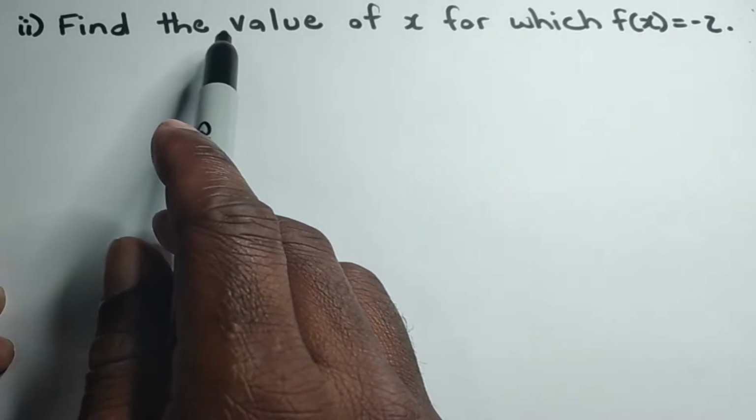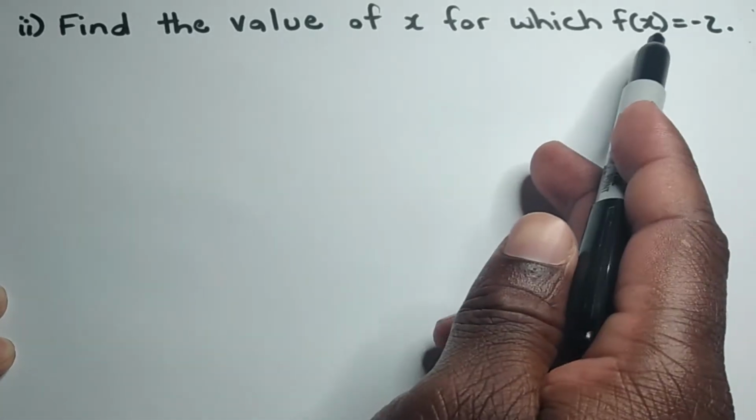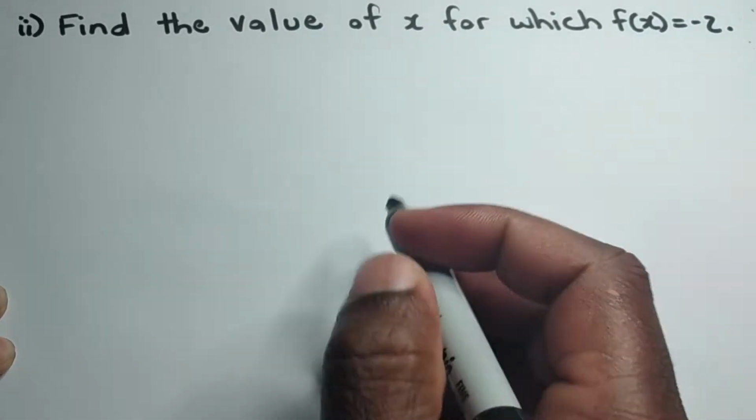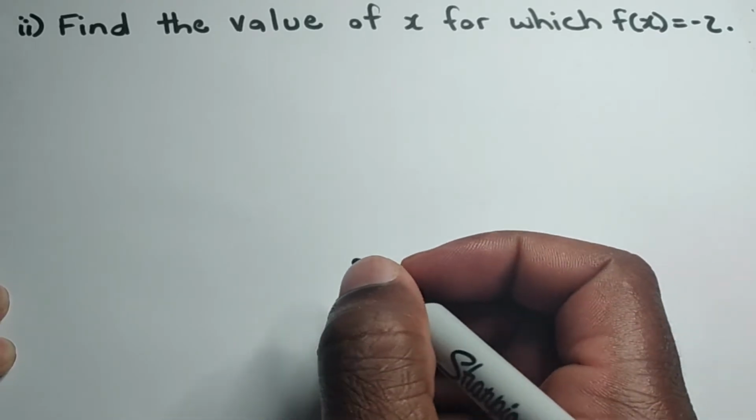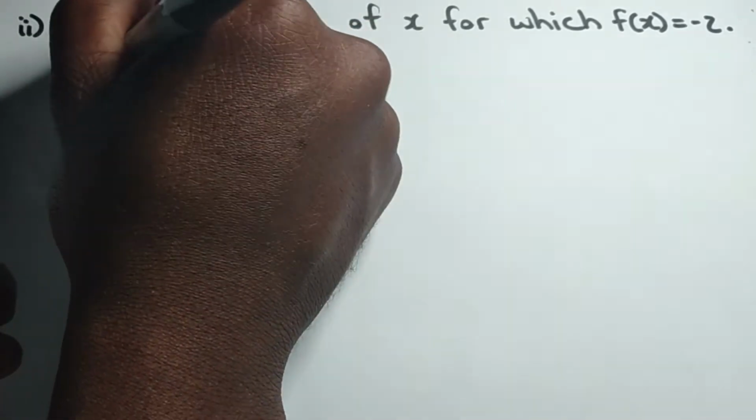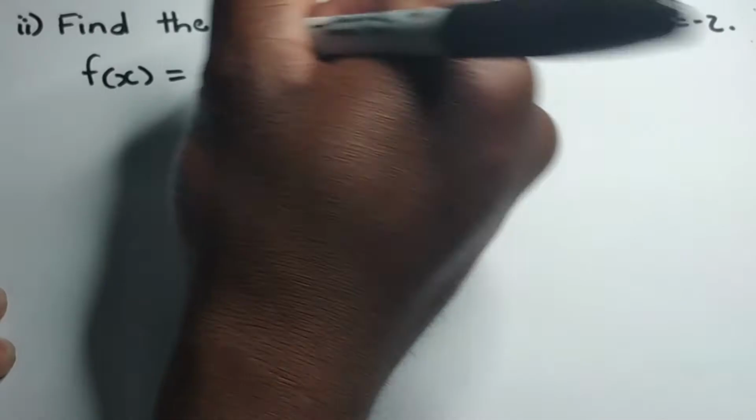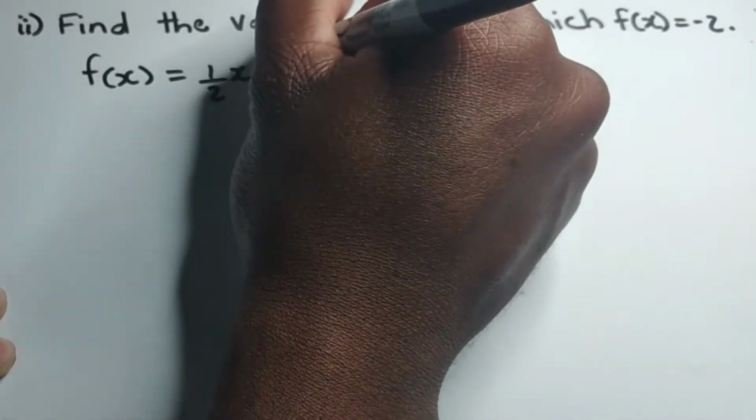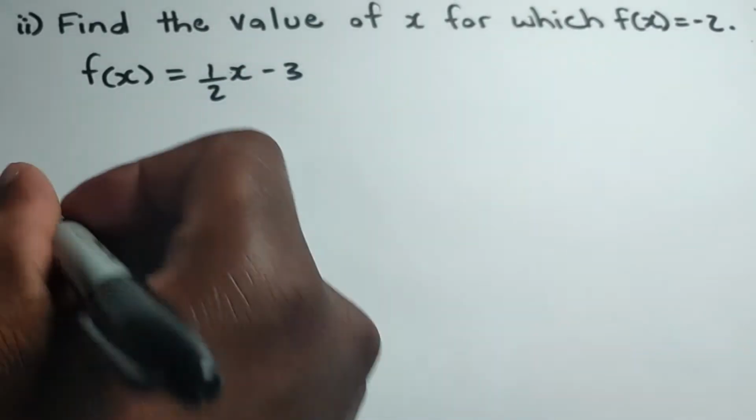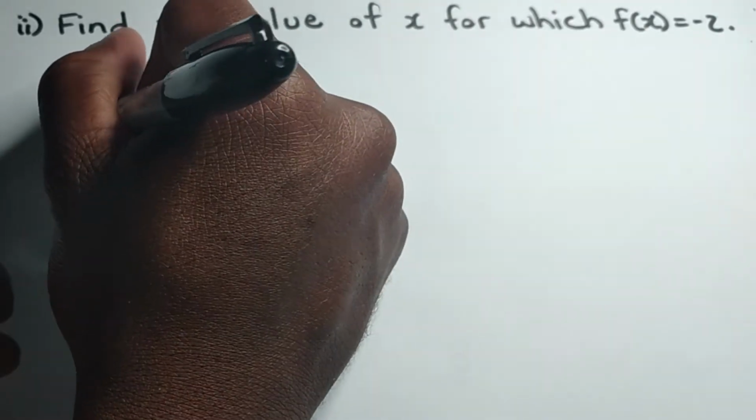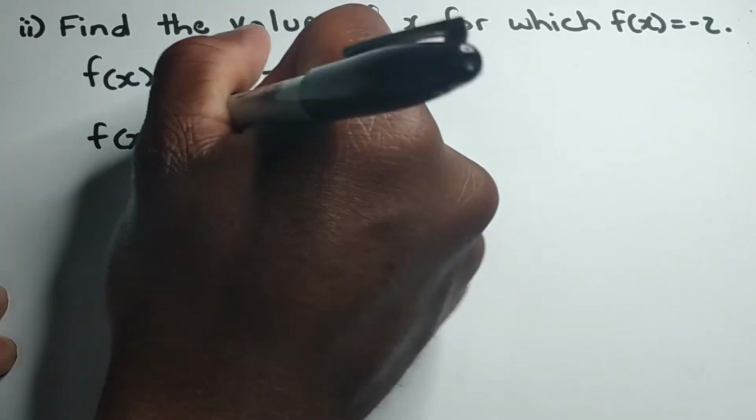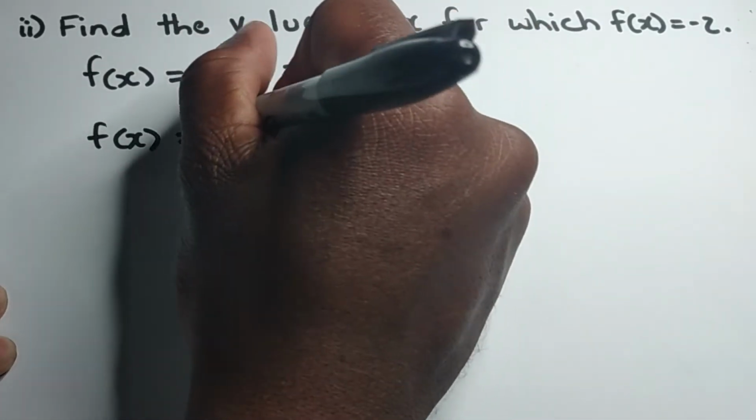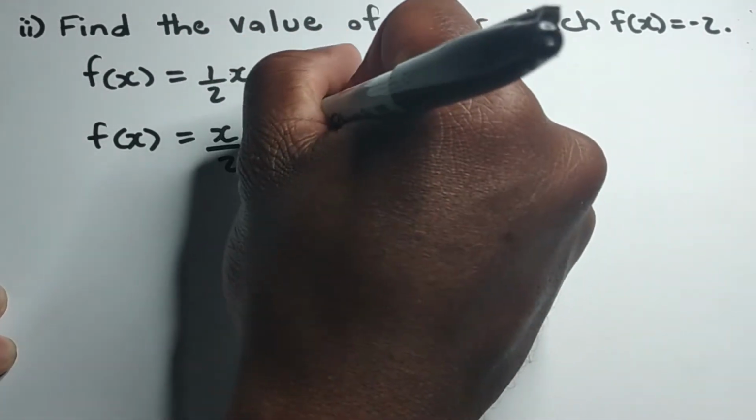So this asks us to find the value of x for which f of x is equal to -2, all right? And again, we want to recall the function. So remember the function f of x is equal to 1 over 2 times x minus 3, all right? And again, as I explained before, we can rewrite this as f of x is equal to x over 2 minus 3, all right?